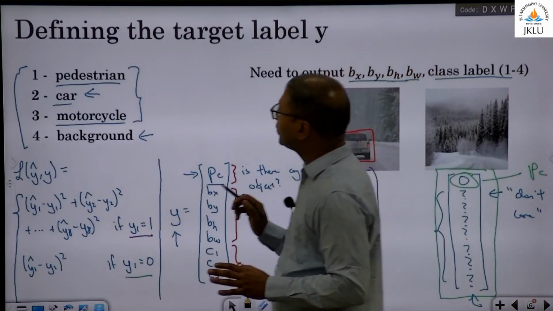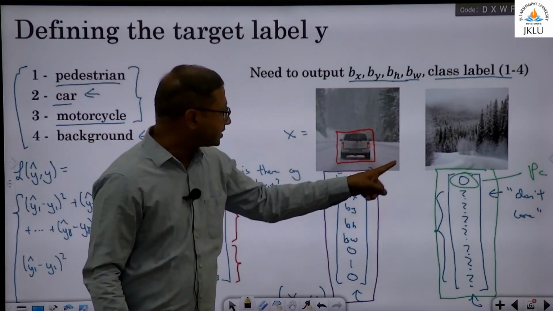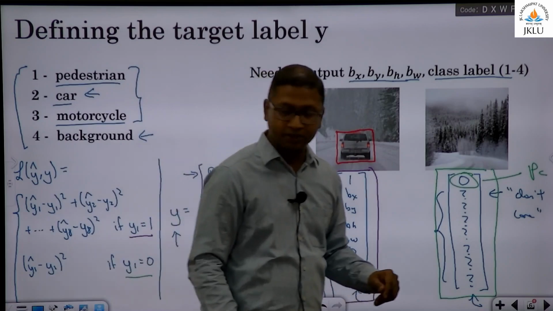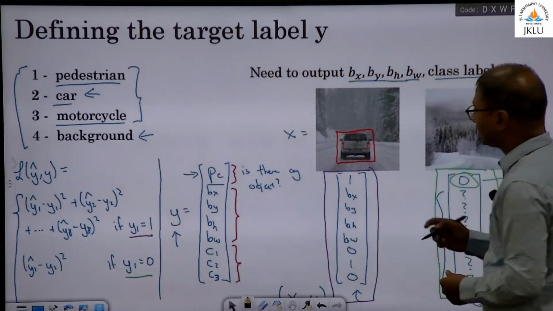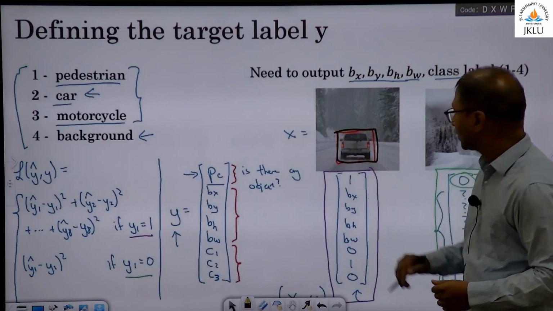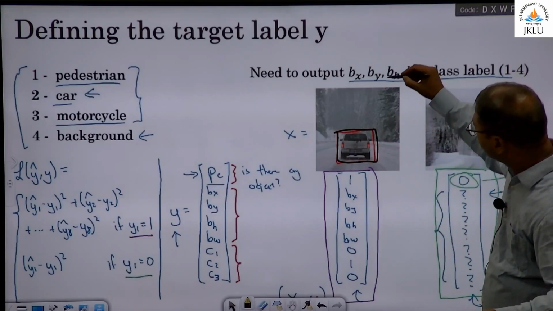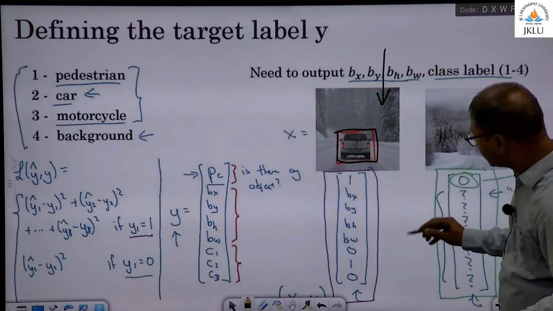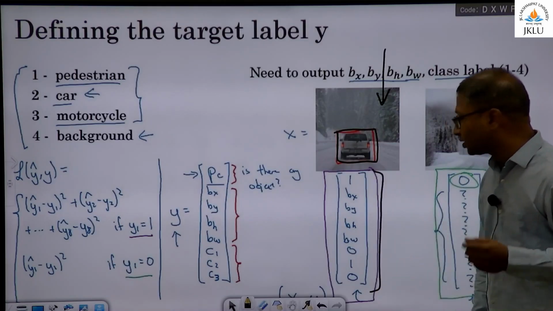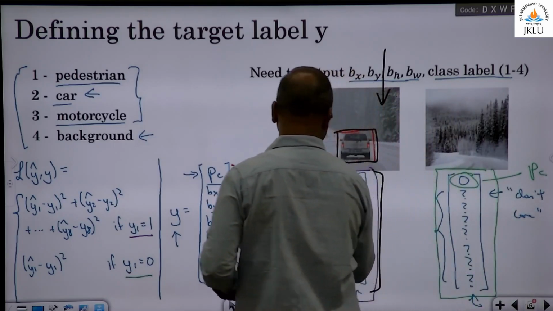Then we saw how to prepare a training data set for this. So if this is the image, all I need to do is mark this bounding box, okay? So how will I prepare this training data set? For this input image, this will be my ground truth or label, okay, what we call as Y.